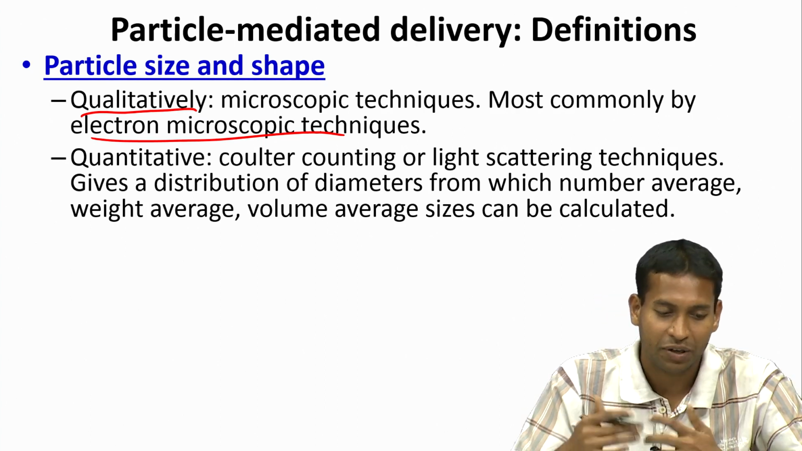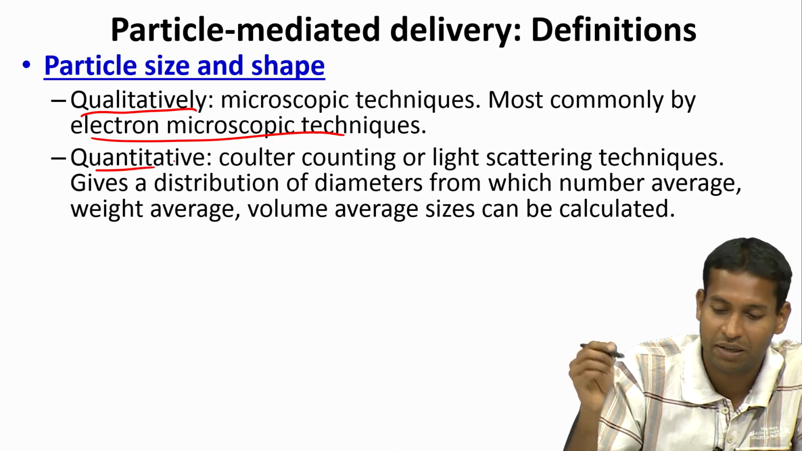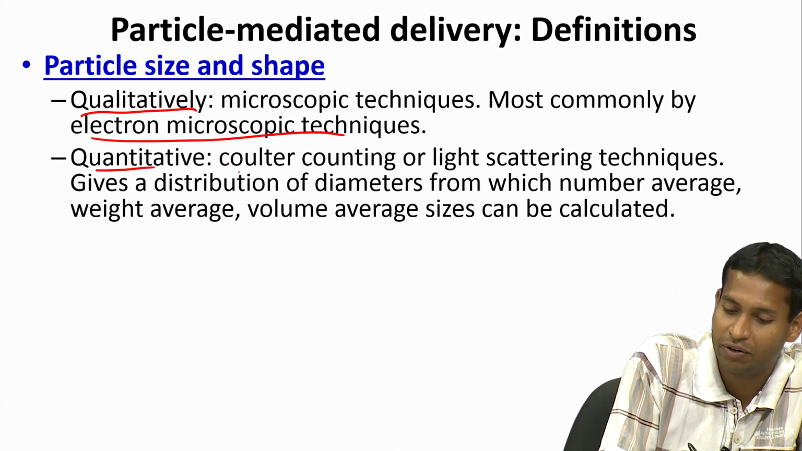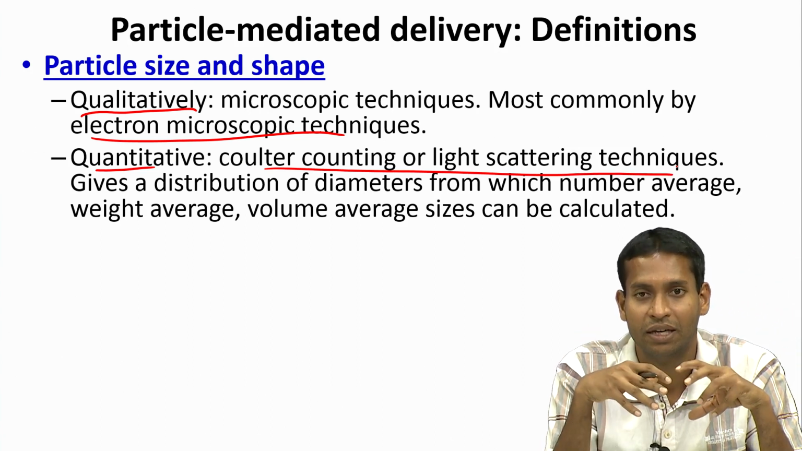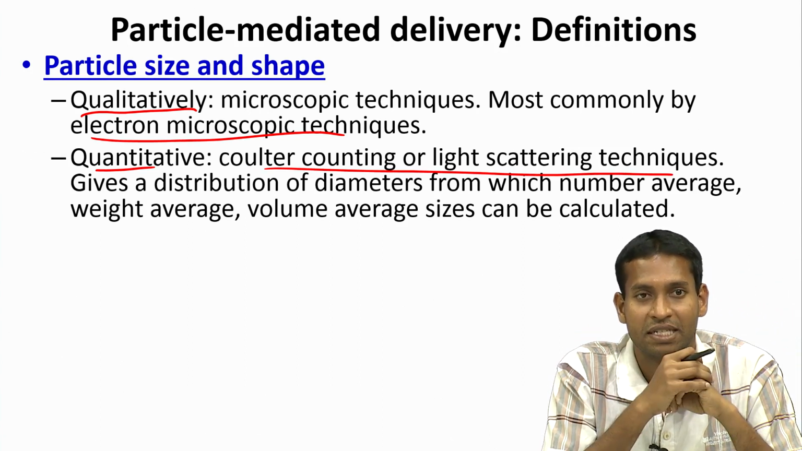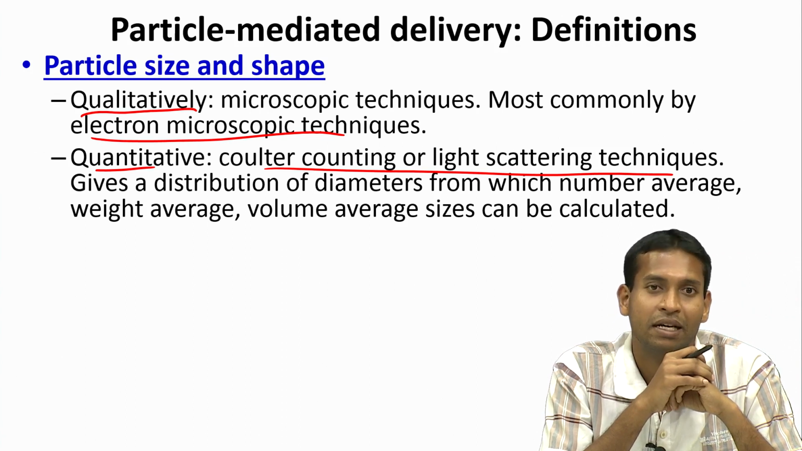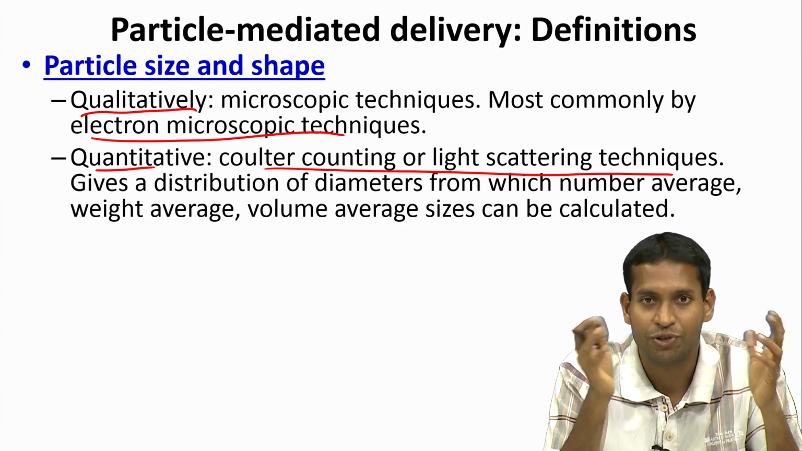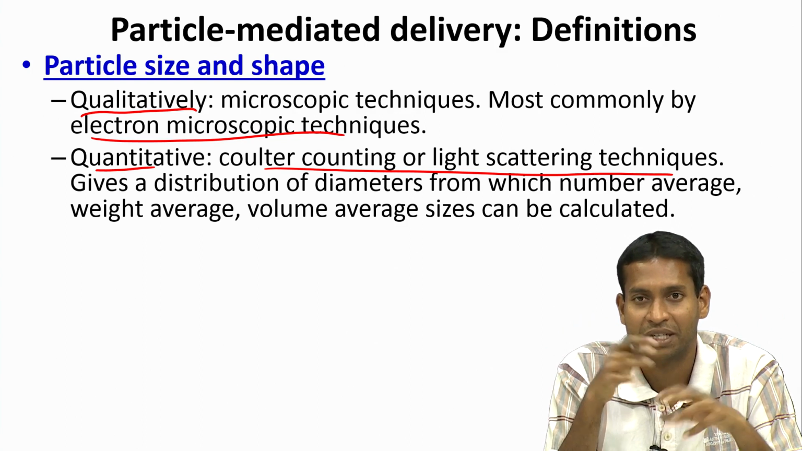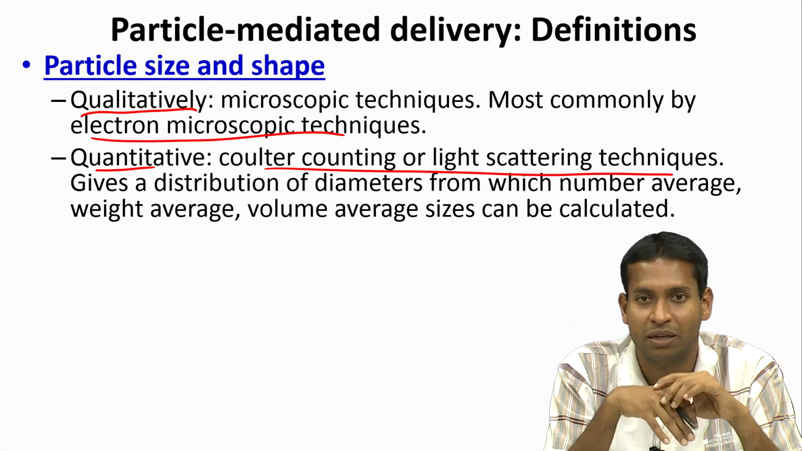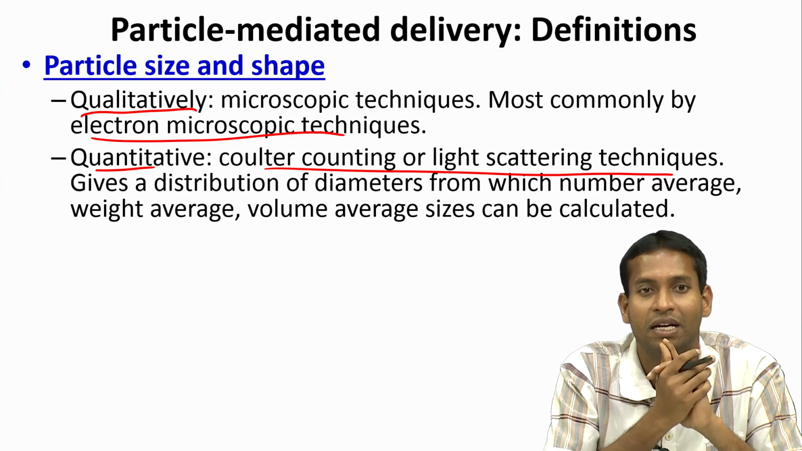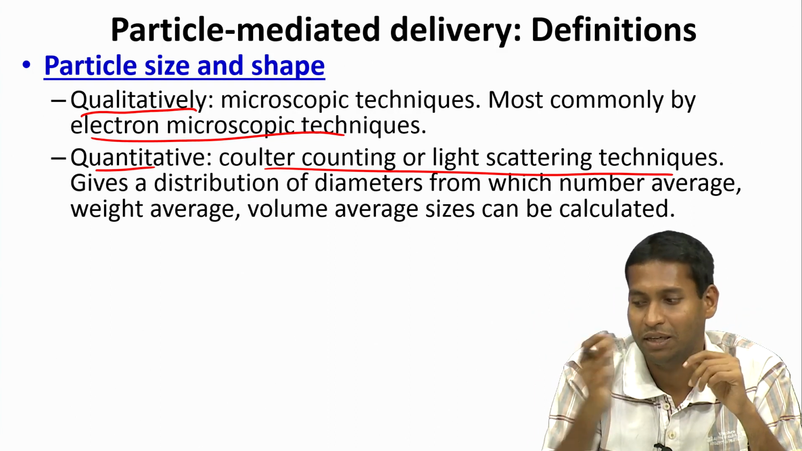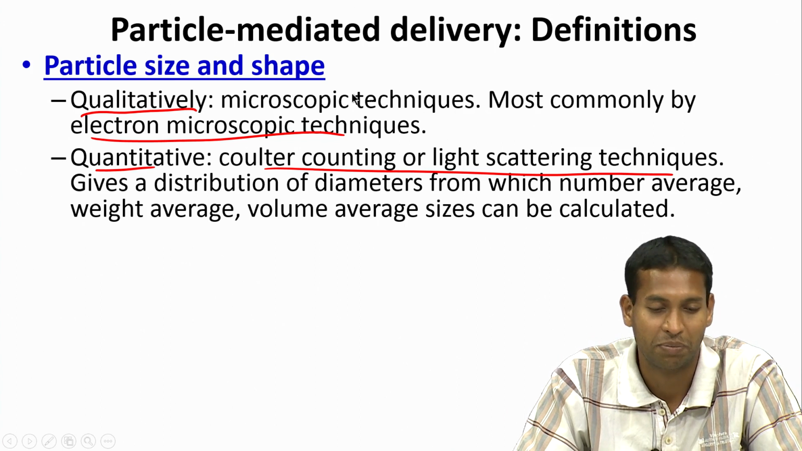And then you can do this quantitatively. There are several techniques, like Coulter counting or light scattering techniques, that scatter light, and you can get an estimate of the size that is scattering it. You can get a distribution of what sort of diameters are present in the whole population, since maybe not all particles are similarly sized. All of these can be used to get an estimate of the particle size and shape.